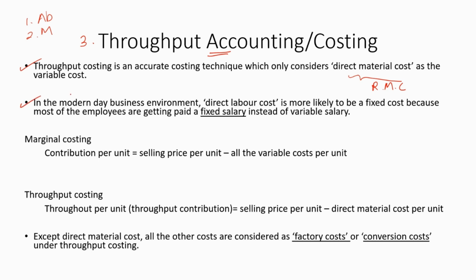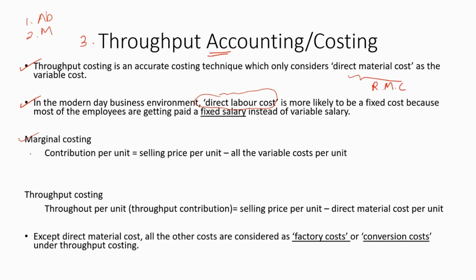In the modern day business environment, direct labor cost is more likely to be a fixed cost because most of the employees are getting paid a fixed salary instead of a variable salary. So now you can understand why the direct labor cost is considered a fixed cost. Because in the modern day business environment, employees are getting paid a fixed salary. So the direct material cost will be the purely variable cost within an organization in the modern day business environment.